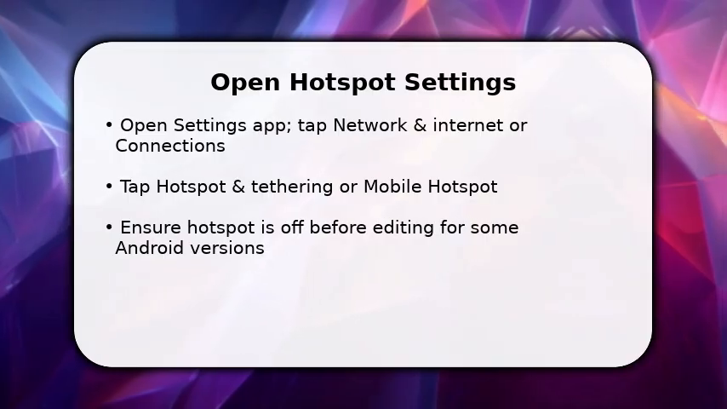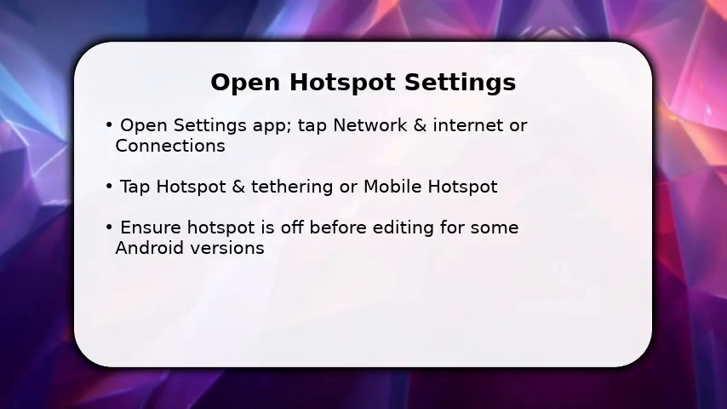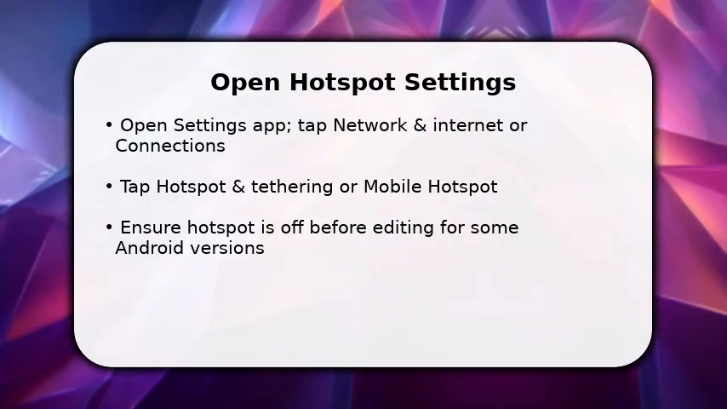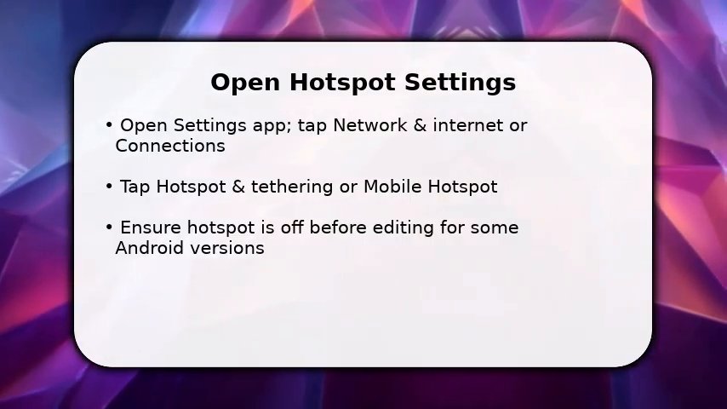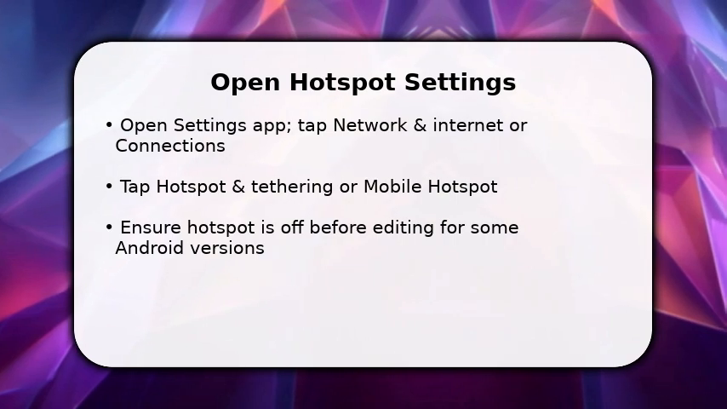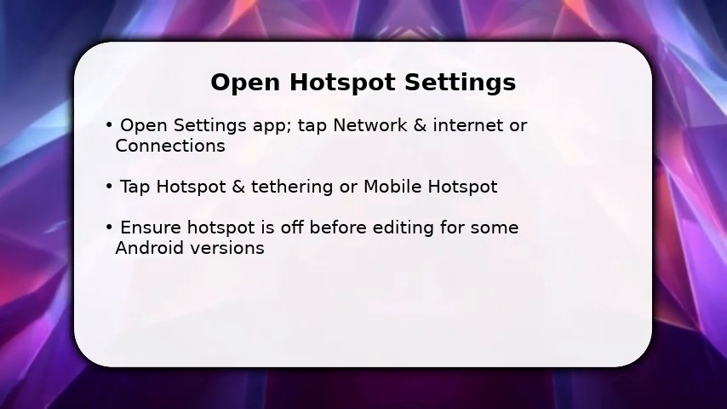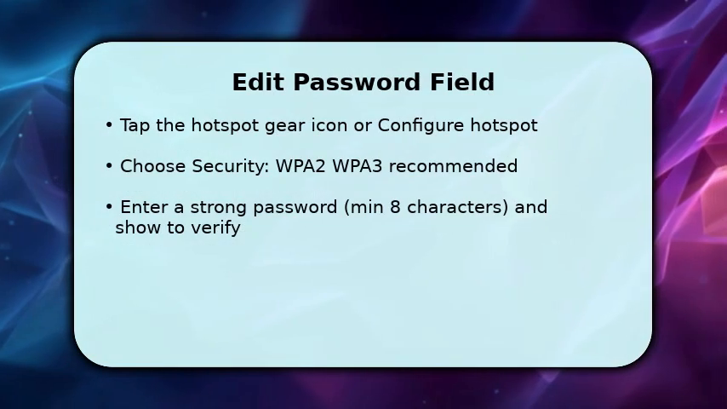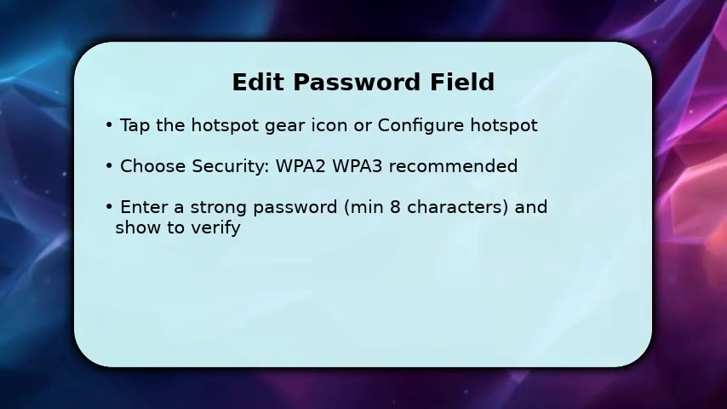This avoids temporary lockouts. Make sure you have device unlock access and consider notifying connected users because changing the password drops active connections. Now locate the hotspot configuration or gear icon to edit network name and password fields. You'll see a Configure Hotspot screen. Tap the gear or edit label.